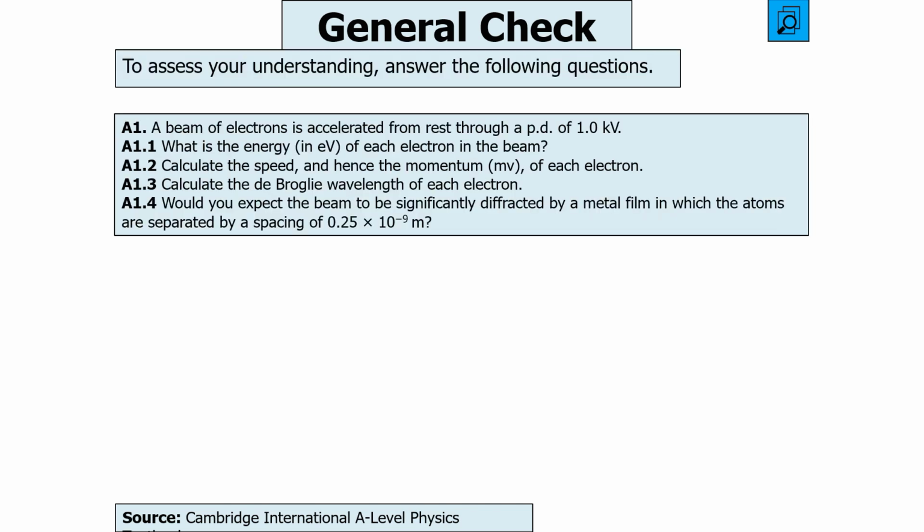Now the next question says, a beam of electrons is accelerated from rest through a PD of 1 kilovolt. What is the energy in eV of each electron in the beam? Calculate the speed and then the momentum of each electron. Calculate the de Broglie wavelength of each electron. And would you expect the beam to be significantly diffracted by a metal film in which the atoms are separated by a space of 0.25 times 10 to the minus 9 meters? So pause the video now, then unpause the video and you'll want to go through your answer.